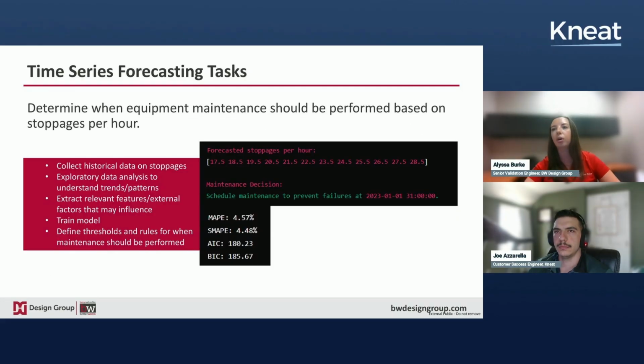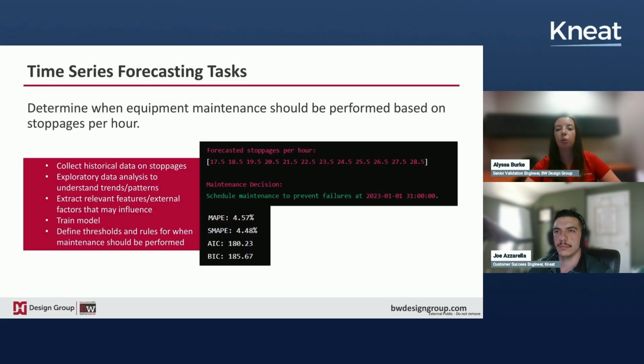So an easy example, determining when equipment maintenance should be performed based on the number of stoppages of your equipment per hour. So when you choose a threshold, you want to choose something based on historical data or learned experiences in order to avoid unnecessary downtime from performing maintenance too early, but also avoiding equipment failure. You can either choose that threshold value yourself, or you can also allow the model to recommend a threshold value.